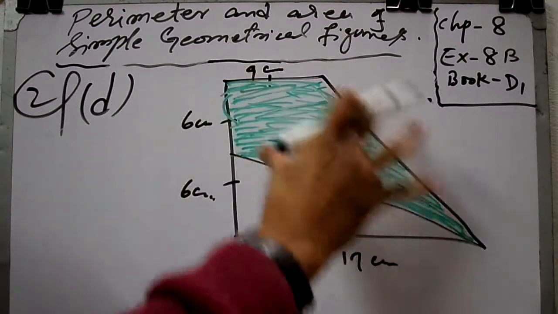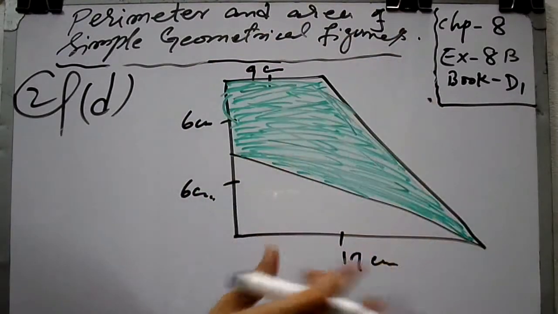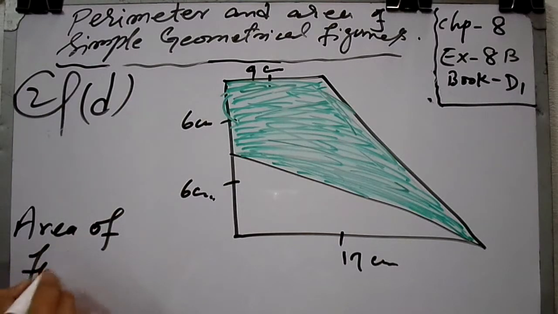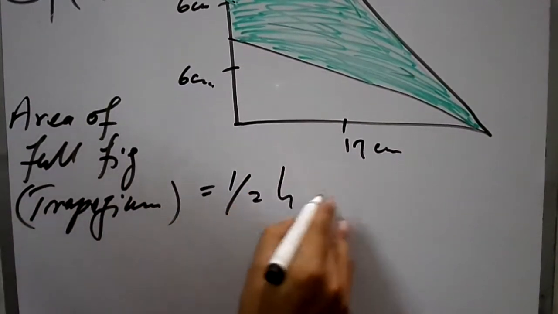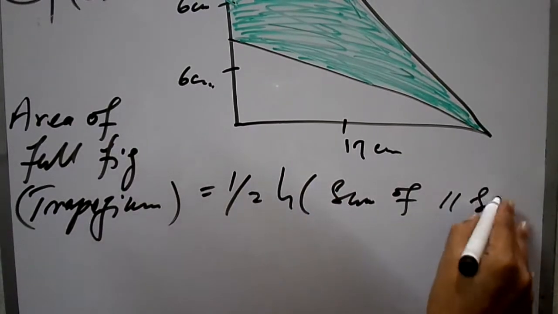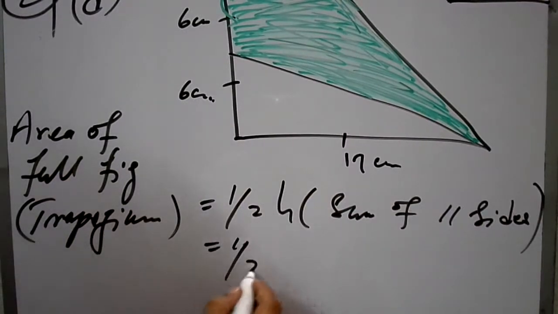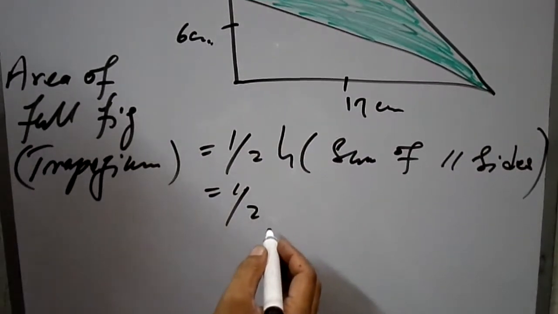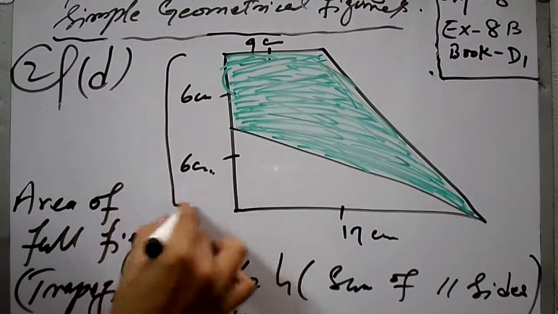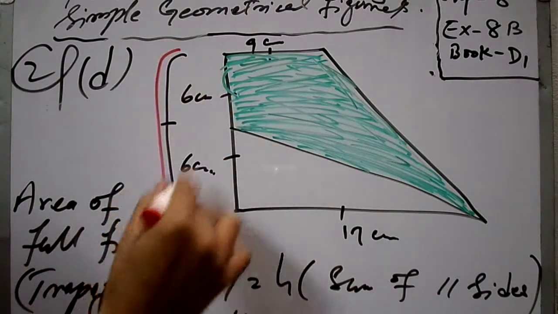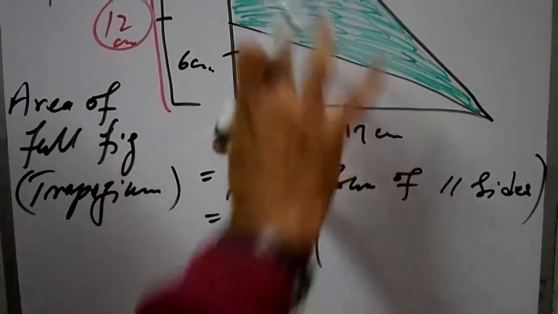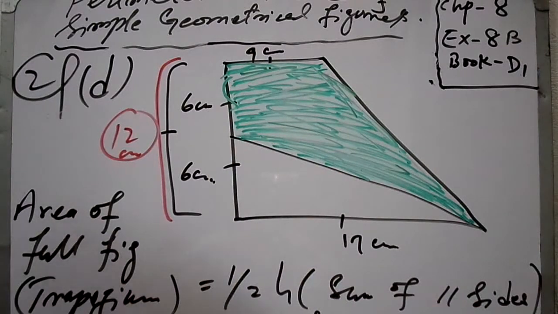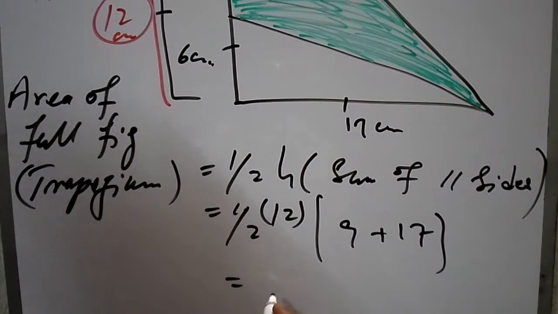First of all, the area of the full figure, that is your big trapezium, is equal to half height, altitude, into sum of parallel sides. So putting the values, the height is 6 plus 6, that is 12 centimeter. So you have to put here 12, and the sum of parallel sides, these are the parallel sides, 9 plus 17. After simplification you will get 156 centimeters square. So that is your area of the trapezium.